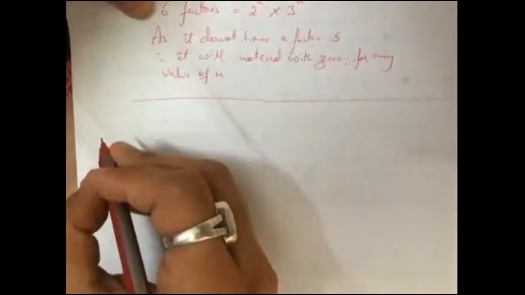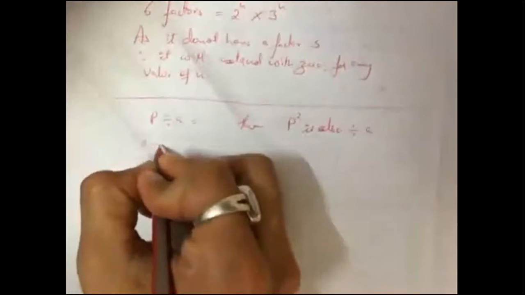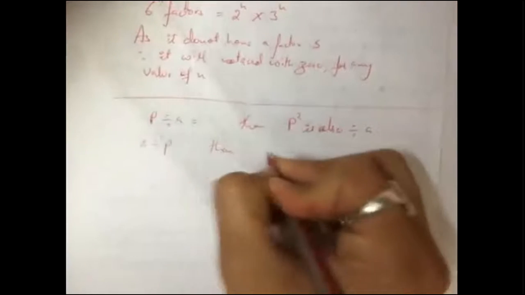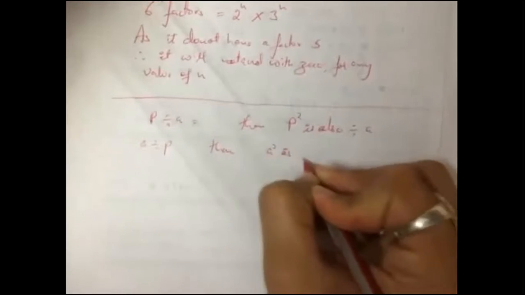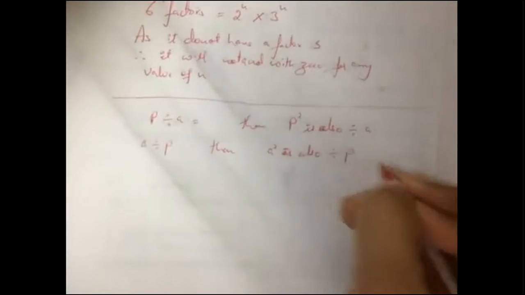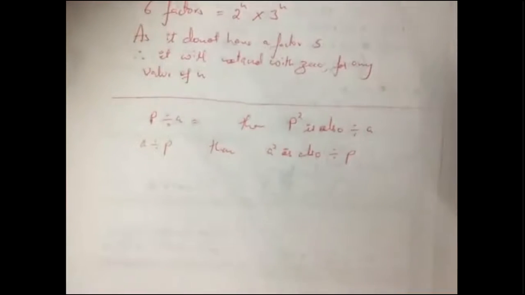This theorem states actually that if p is divisible by a, then p square is also divisible by a. अगर p, a से divide हो सकता है तो a भी हो सकता है. Similarly, if a is divisible by p, then a square is also divisible by p. This is this theorem. अब how we will be using this theorem?